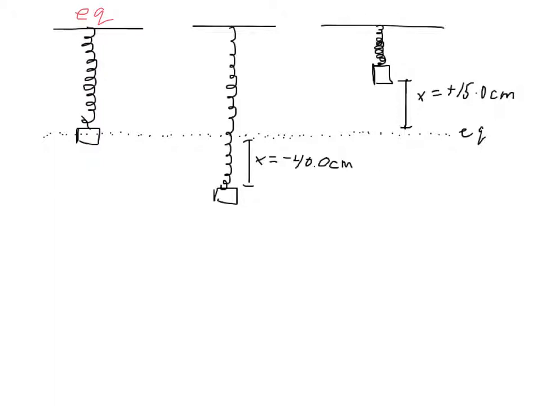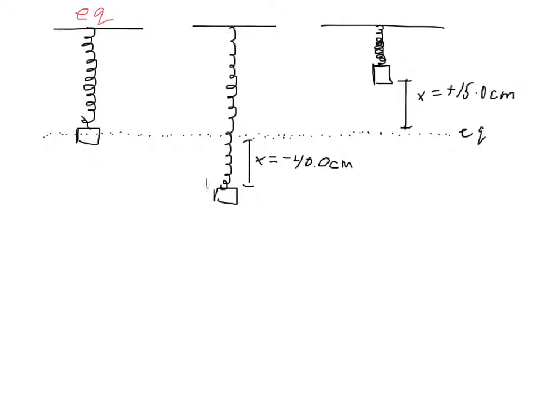Our second diagram is essentially showing what it says happened. The spring was pulled down 40 centimeters. So I've put here negative 40 centimeters because we're pulling it in a downward direction, and then it's released. The third diagram is showing what is happening. So we want to know what the speed is at that point. I also put in a few other things.